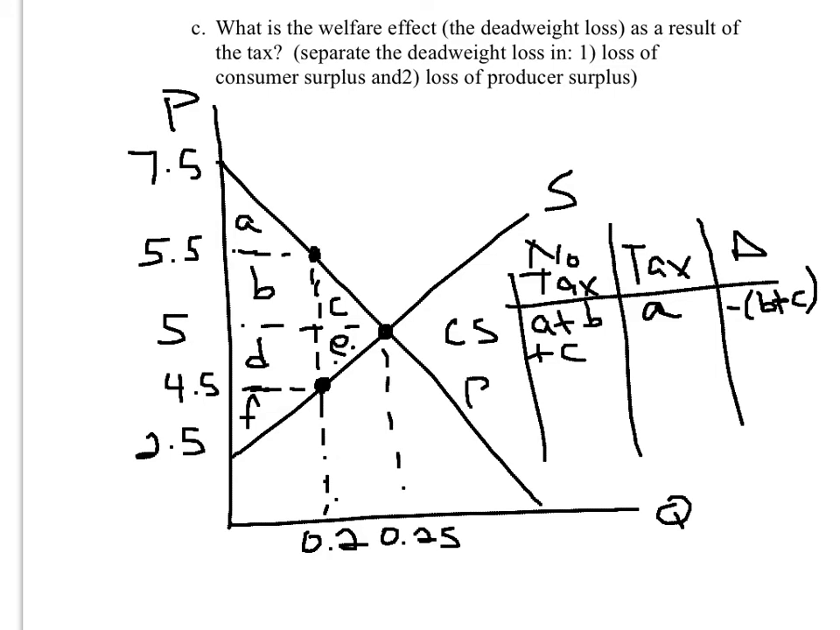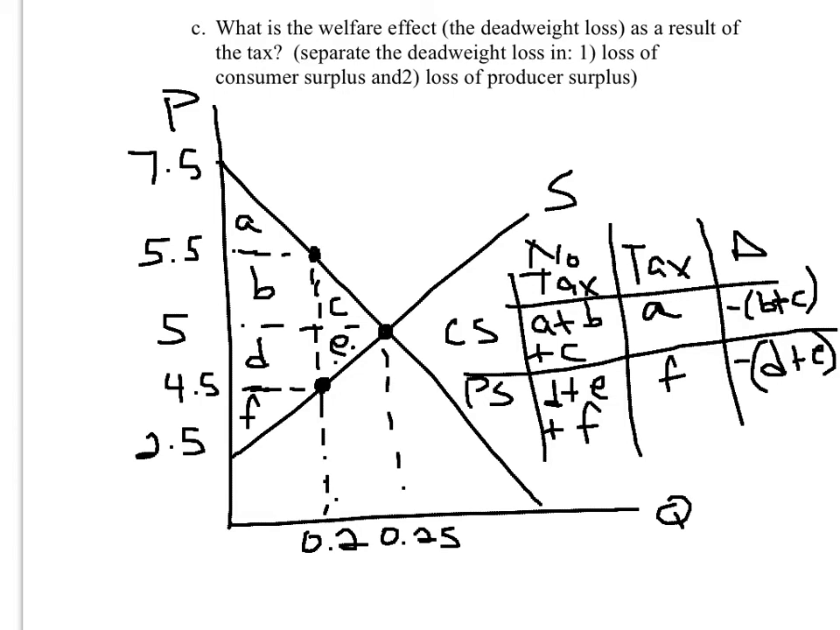Now for producer surplus, well, before, the price is $5, the producer surplus is the area between the price and the supply, so it's going to be D plus E plus F. With the tax, the price that producers get goes down to 450. The area between 450 and the supply curve is now F, so they lose areas D plus E. And clearly, the market is worse than before.